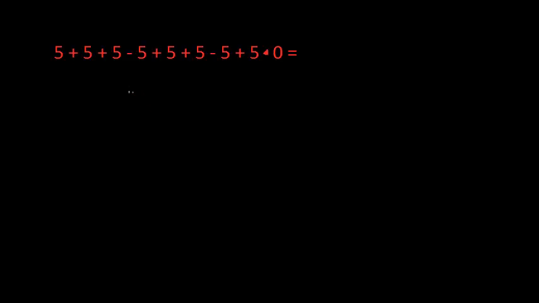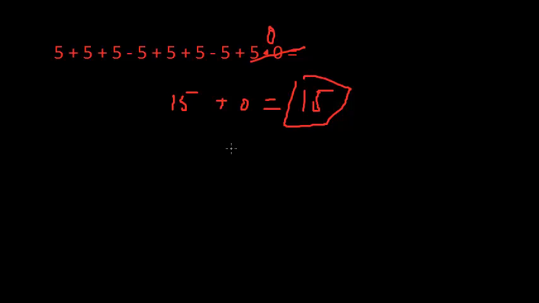So first thing I look for are parentheses, which there are none. Then I look for exponents or roots. There are none. Third, I look for multiplication. Here's multiplication. I do that first. So 5 times 0, 0. Now I do my addition and subtraction. 5 plus 5 plus 5 is 15, minus 5 is 10, plus 5 is 15, plus 5 is 20, minus 5, 15. So I have here 15 plus that 0, giving me 15 as my answer. So this is the correct way to do it using proper order of operations.